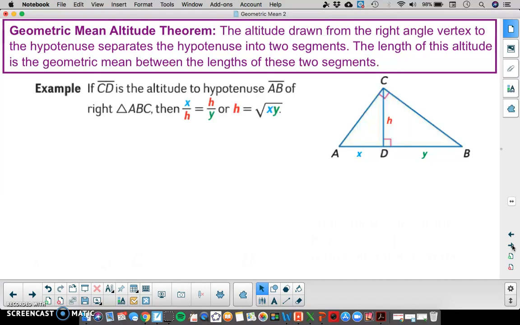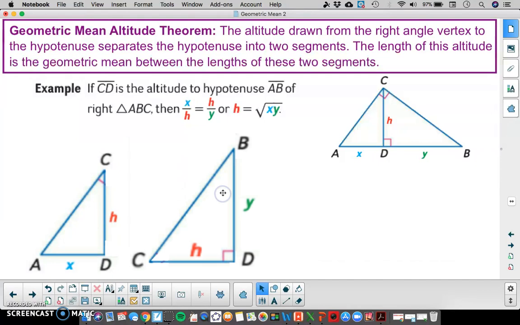The first one is the altitude theorem. So when we have the altitude drawn from the right angle of right triangle ABC, it cuts the hypotenuse of that big triangle into two sections. Here we have that altitude, which is h, and those two sections, x and y. What we're looking at is actually these two smaller triangles, and what we would normally do is compare those side lengths in those similar right triangles. So we would have x over h and h over y.